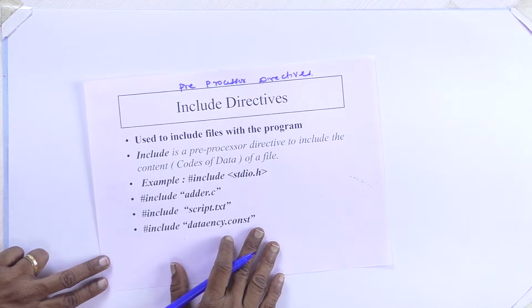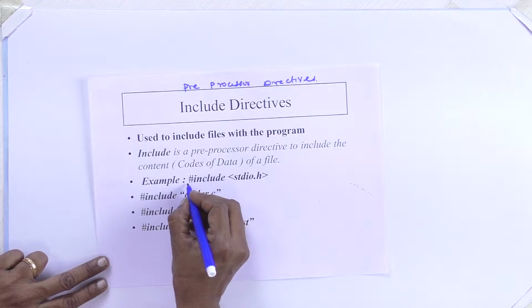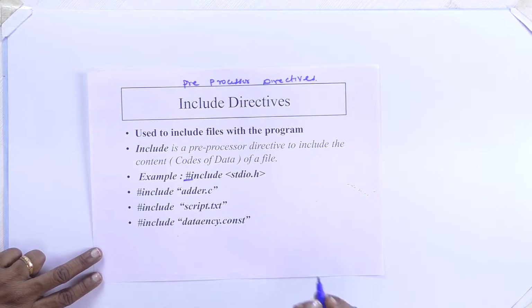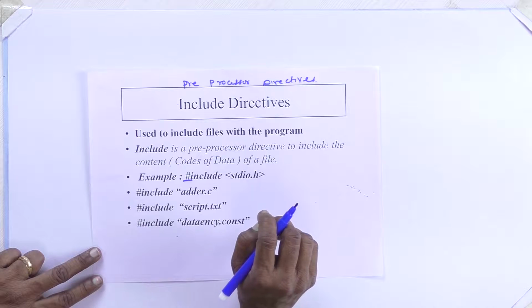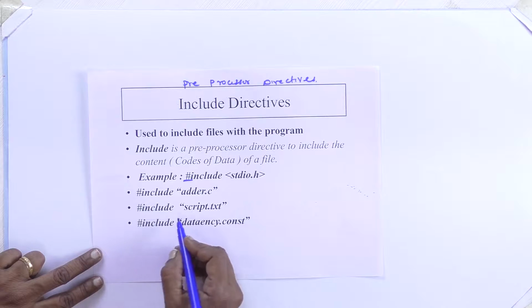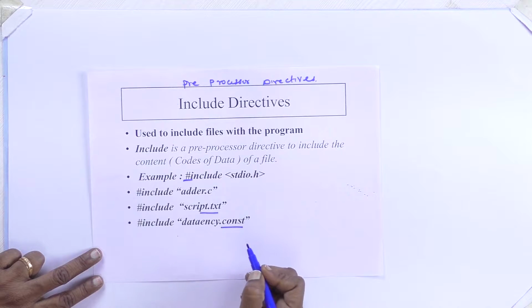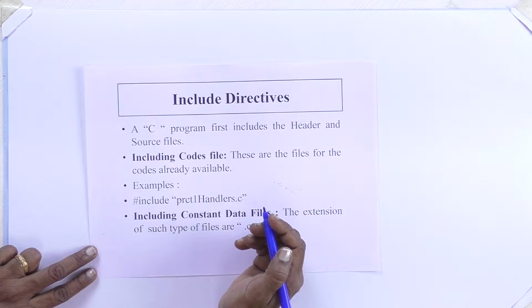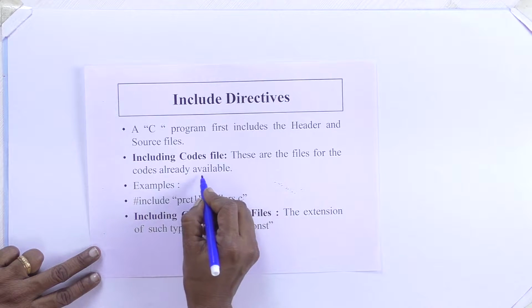The preprocessor directive includes the contents of a file. Preprocessor directives begin with the hash symbol. So hash include stdio.h is a preprocessor directive. Other examples are hash include adder.c, hash include strip.txt, hash include data_nc.constant. When we include any preprocessor directive, these are files whose code is already available.